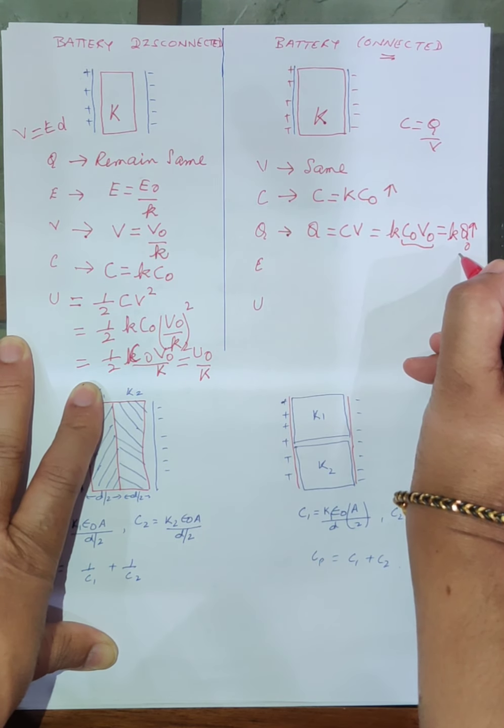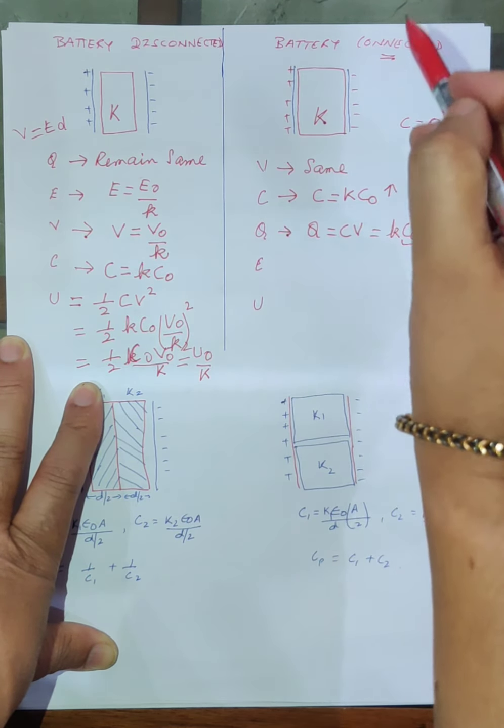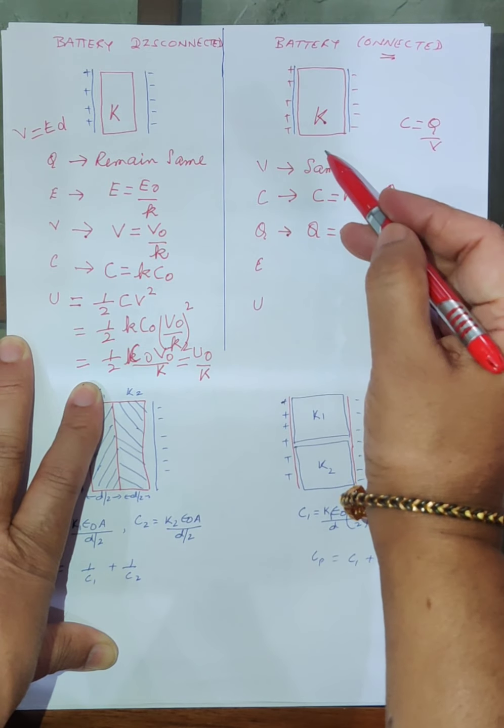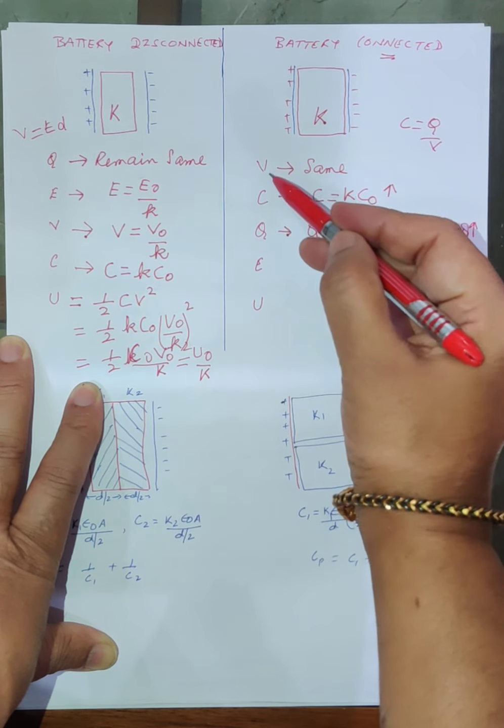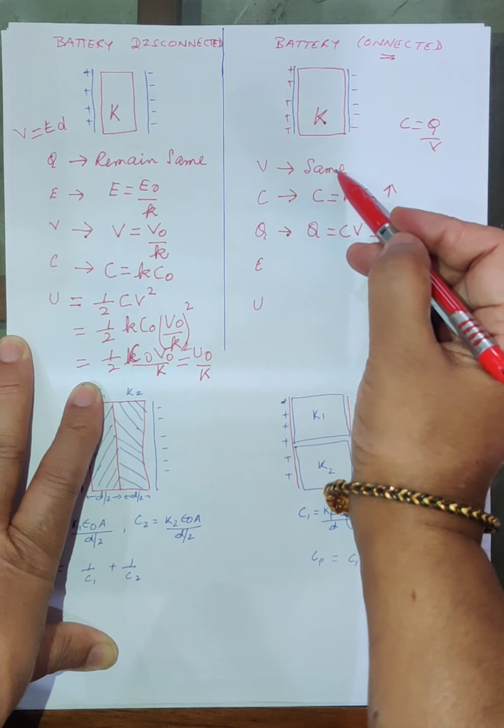Have you understood so far? I am saying your battery remains connected and you are inserting the dielectric. So what's the trick here? You have to start from V. That is, my V remains the same.